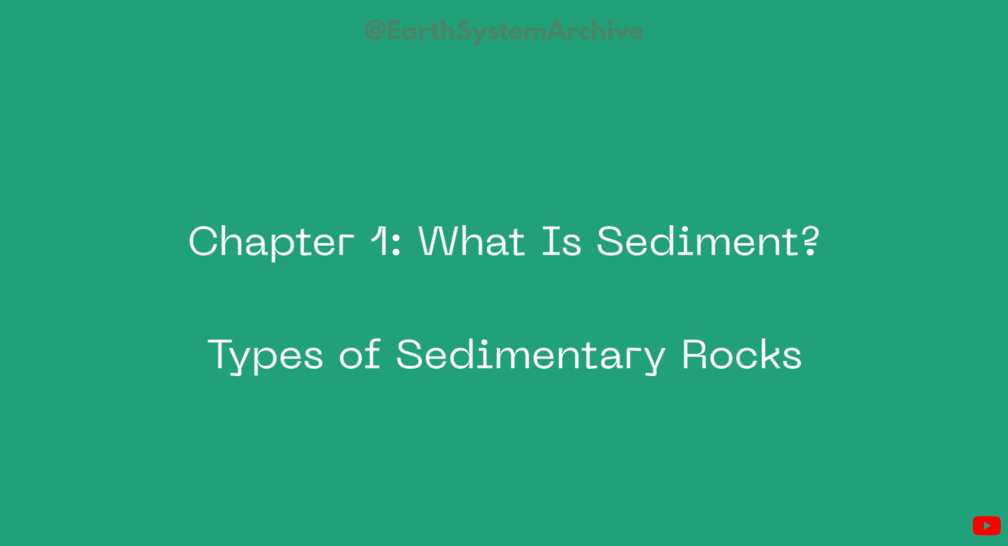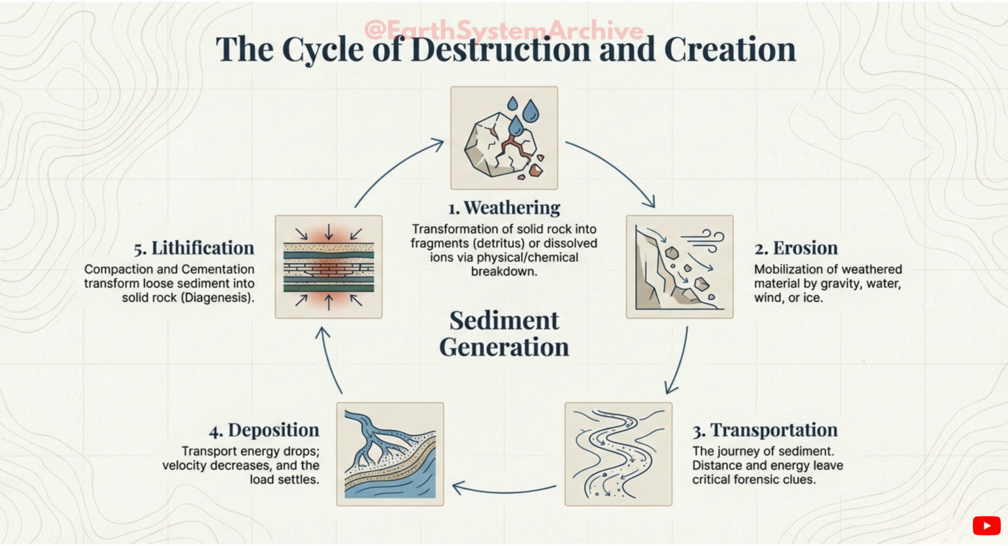Chapter 1. What is sediment? Types of sedimentary rocks. Sediment begins as material removed from pre-existing rocks by erosion. Transport agents, rivers, oceans, wind, runoff, carry particles called detritus, meaning fragments of rocks and minerals. When the transporting energy drops and particles fall out, we call it sedimentation.